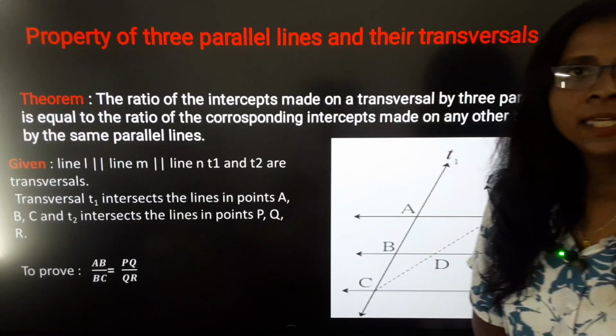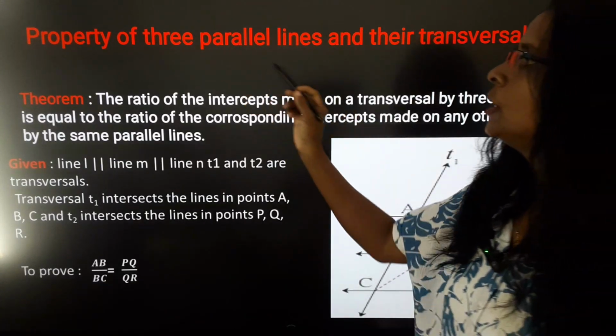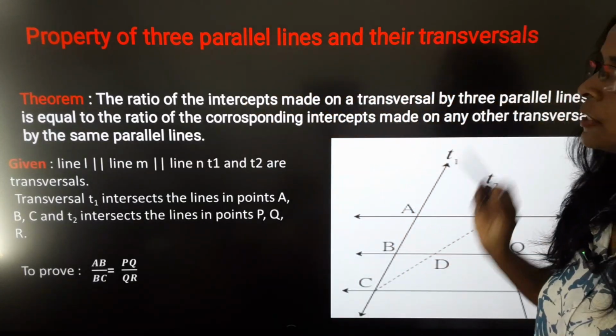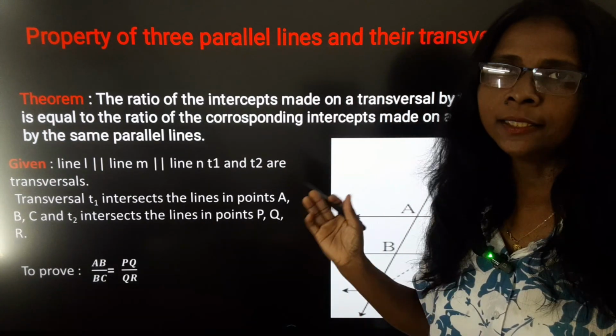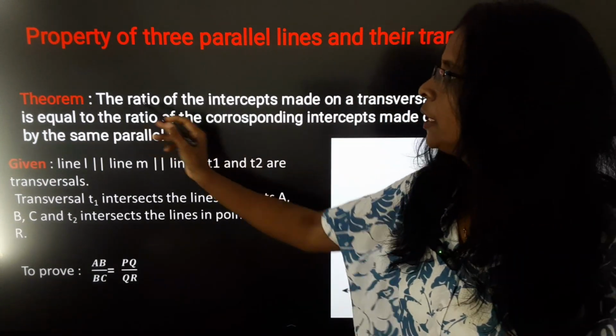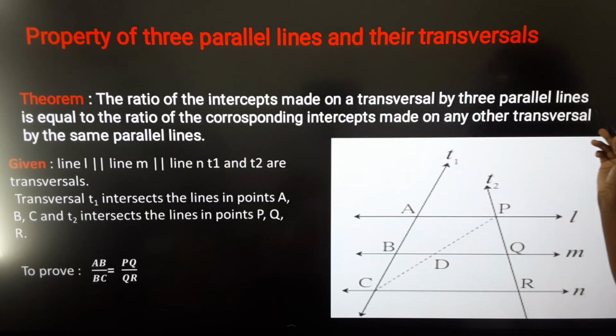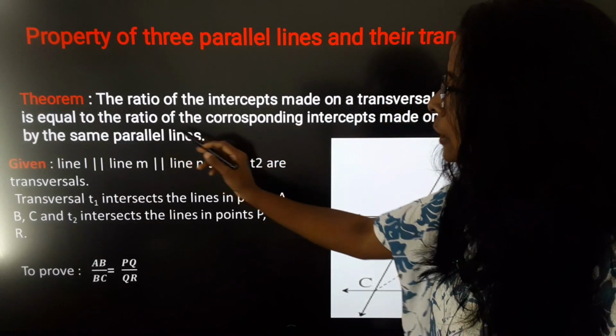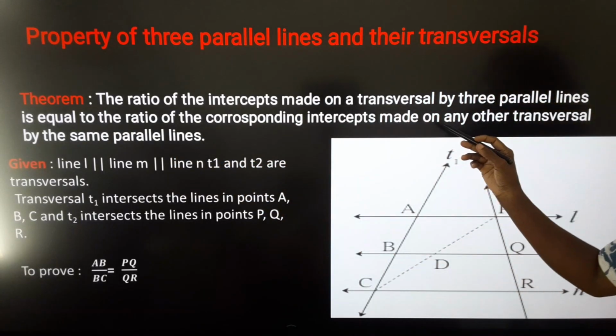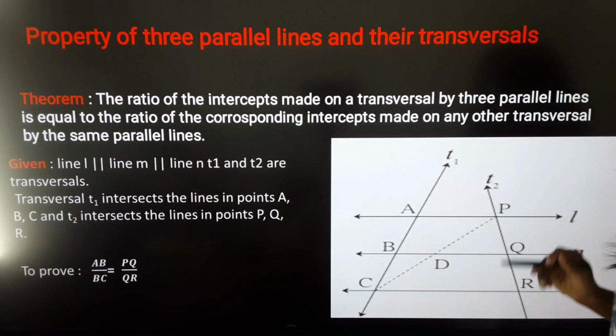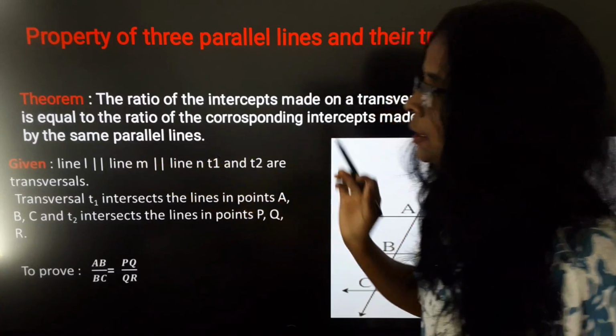So now see the next property of three parallel lines and their transversal, students. About this there is a theorem. The statement is: the ratio of the intercepts made on a transversal by three parallel lines is equal to the ratio of the corresponding intercepts made on any other transversal by the same parallel lines.